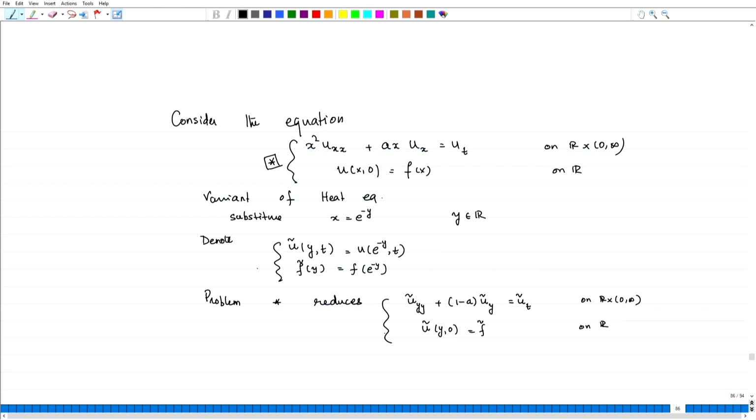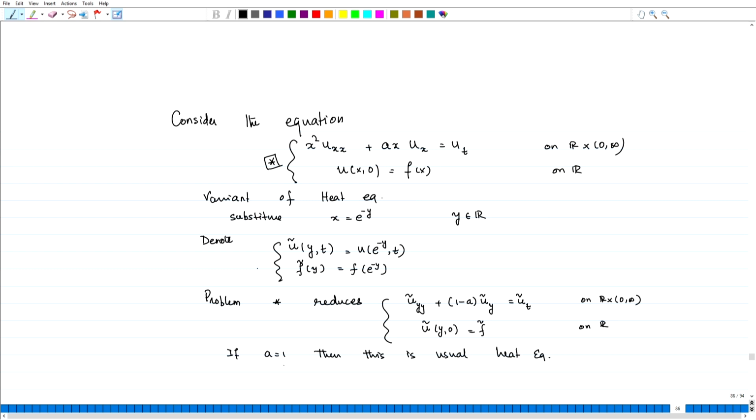Now, if a is equal to 1, then this is the usual heat equation. Now, we would like to solve this. So, if I take the Fourier transform, then what do I get?